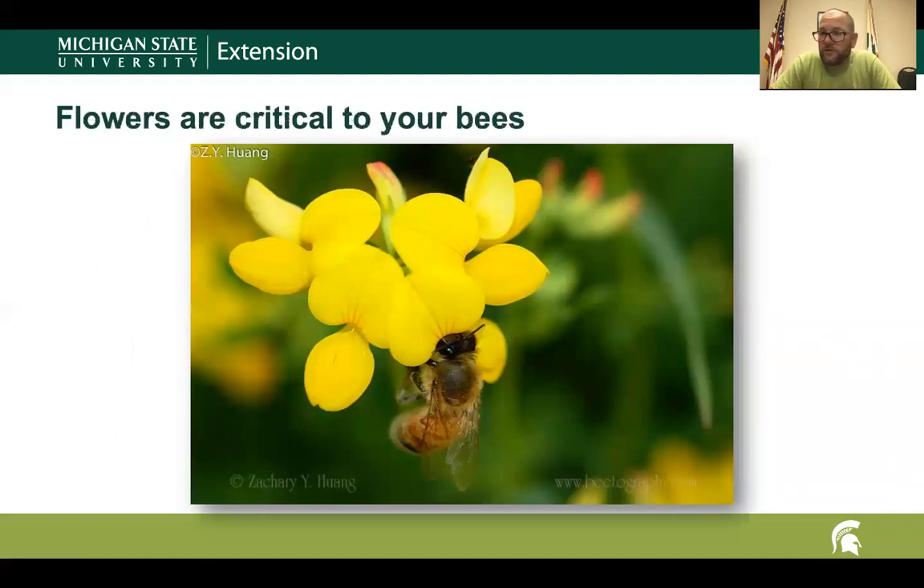The flowers are really critical to your bees. You know, they really are going to be a driver of success in the form of being able to raise brood and being able to put on honey. So you really need to be considering appropriate flowers for your place.